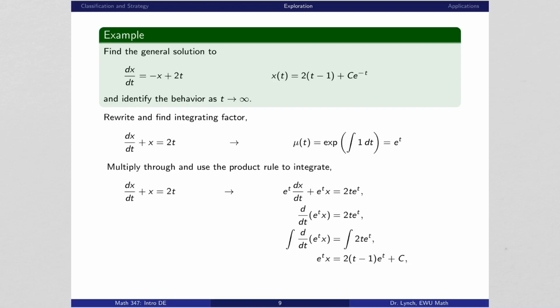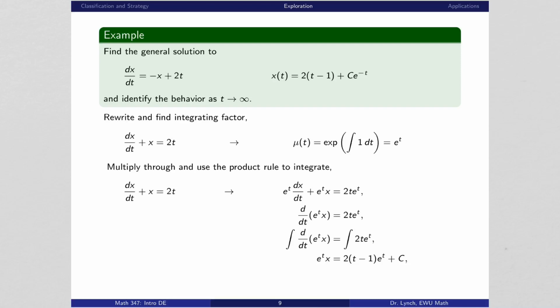But integrating both sides yields the implicit family of solutions to this differential equation, e to the t x plus 2t minus 1 e to the t equals c, for which all we have to do is multiply through by e to the minus t to go ahead and identify the solution that's at the top in the green. x of t is 2 times the quantity t minus 1 plus a constant times e to the minus t. Again, this is, as expected, an explicit family of solutions to the differential equation.